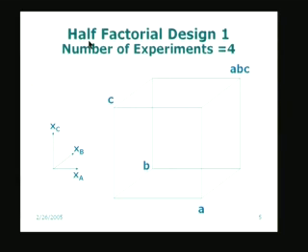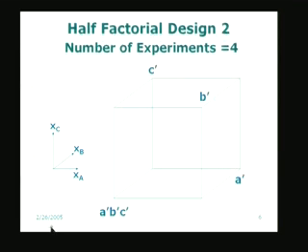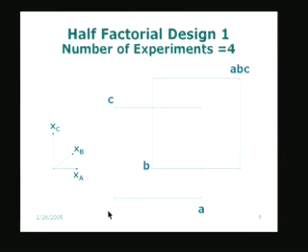The first half factorial design I get is by taking the values A, B, C, A, B, C, and of course, I will get a second one by taking B prime, A prime, A prime, B prime, C prime and C prime. Therefore, I can have 2 half factorial designs. That means that the number of experiments I am going to perform is reduced by a factor of 2. Of course, if you reduce the number of experiments, some information must be lost.